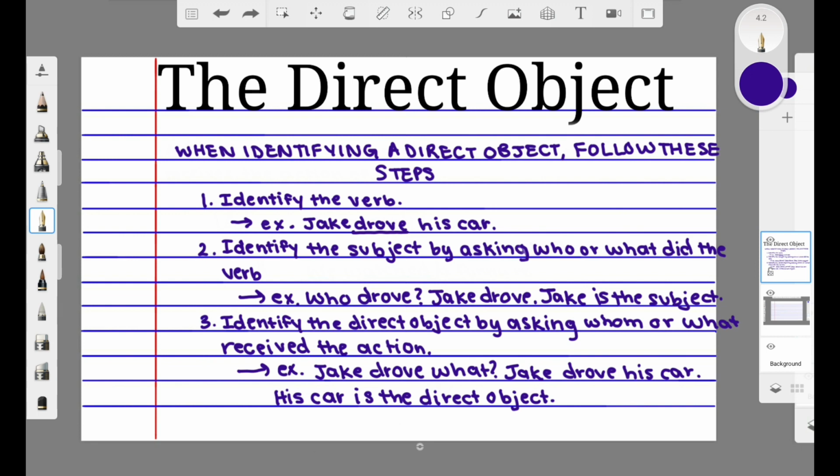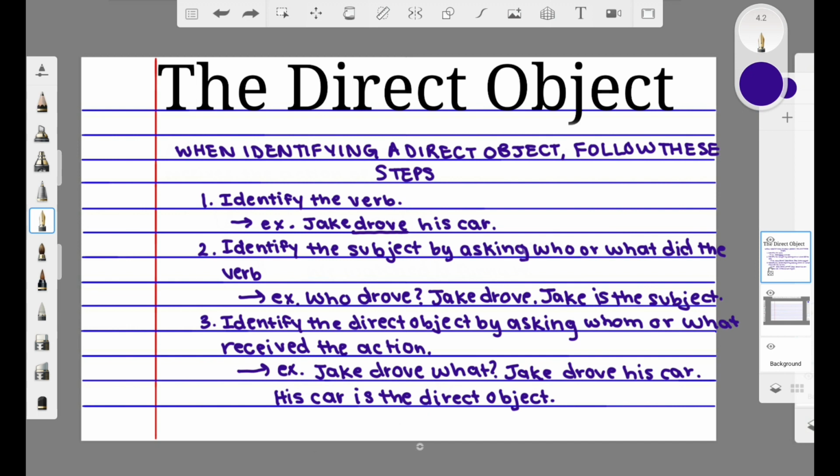So I went ahead and wrote down a list of steps that you want to use when identifying a direct object, because you need to identify the verb and the subject before you can identify the direct object. So first, identifying the verb. So in our example, Jake drove his car. We identify that drove is the verb.